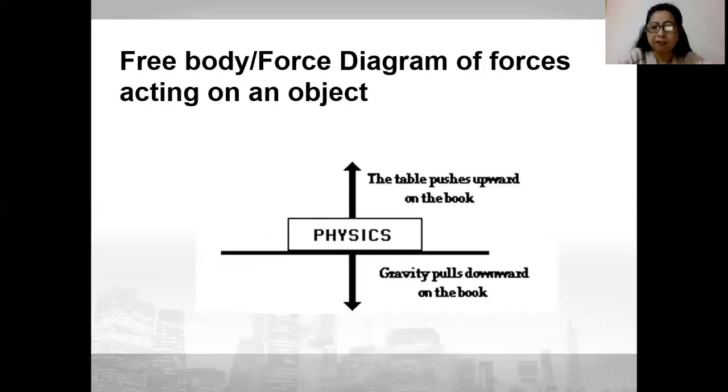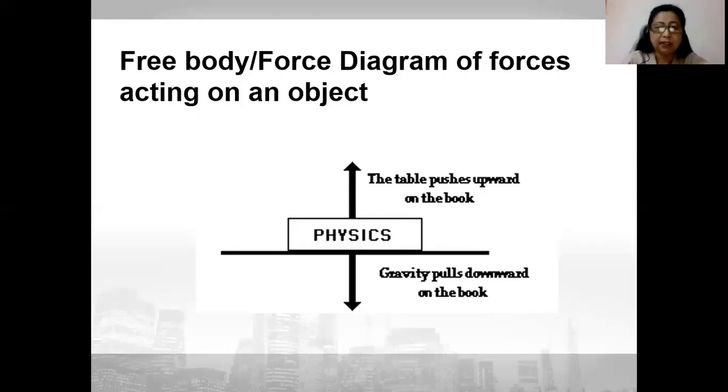I have here an example of a force diagram of the forces acting on a physics book. There are two forces acting on the physics book that is at rest. First, the table pushes upward on the book, and this force is called the normal force, while gravity pulls the book downward, which is the gravitational force. So these two forces are acting on the physics book.